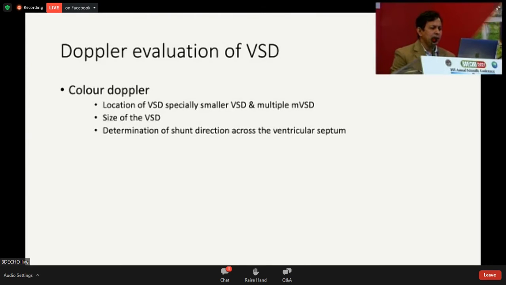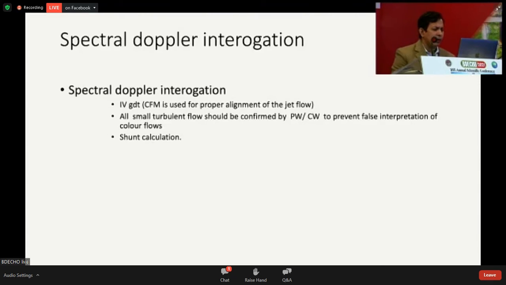What we see with Doppler echocardiography: with color Doppler, the location of the VSD, especially smaller VSD and multiple muscular VSD, the size of the VSD, and the determination of the shunt direction across the ventricular septum. With spectral Doppler, we see the interventricular septal gradient with the help of color flow mapping, and all small turbulent flow should be confirmed by pulse wave and continuous wave to prevent false interpretation of the color flows and shunt calculation.